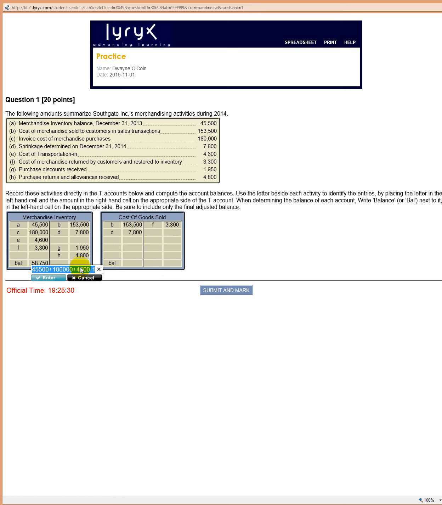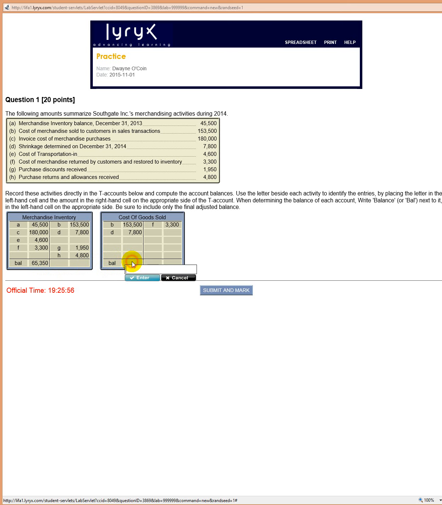So let's revise this calculation. We're going to add the 3,300. I'm going to go way over here and get rid of this part where we subtracted the 3,300. 65,350. So if I drag that down here, you can see the calculation: 45,500 plus 180 plus 4,600 plus 3,300 minus 153 minus 7,800 minus 1,950 minus 4,800.